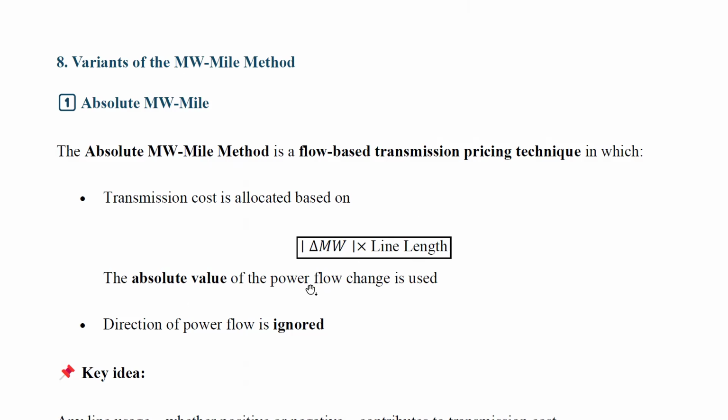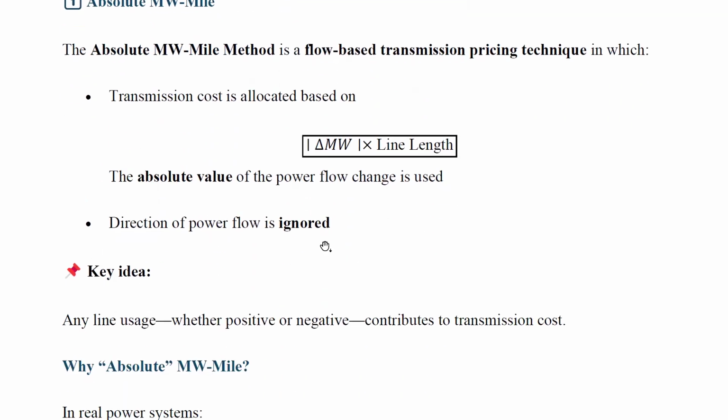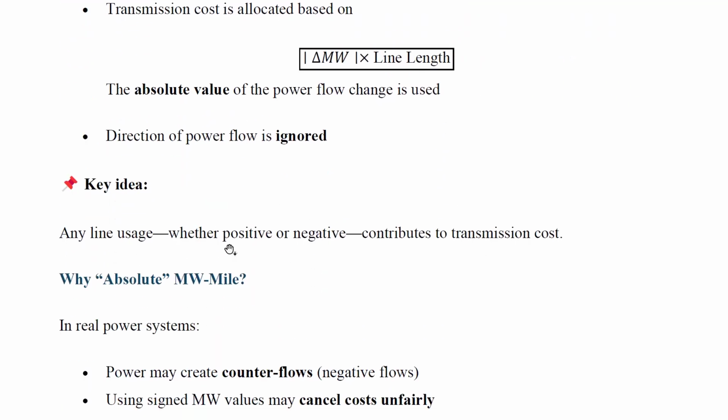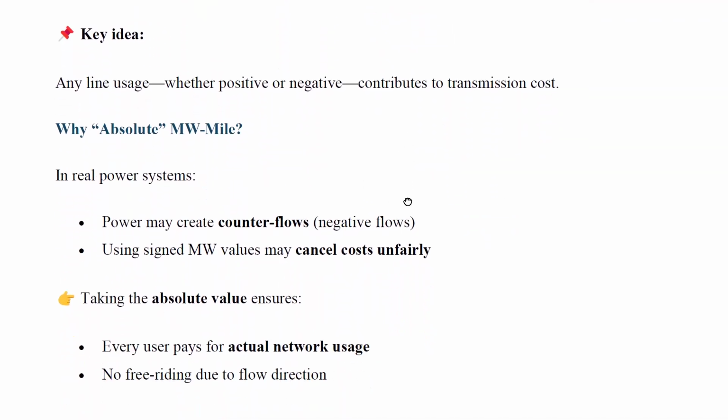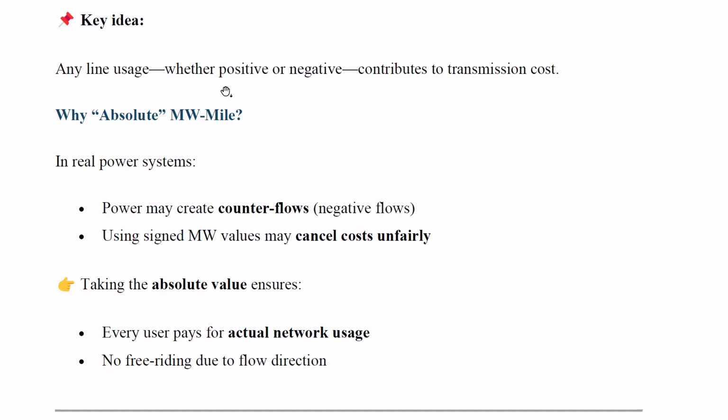So the absolute value of the power flow change is used, and the direction of the power flow is ignored here. In the absolute megawatt mile method, the direction of the power flow will be ignored. Any line usage, whether positive or negative, because we are performing the DC load flow analysis, contributes to the transmission cost.